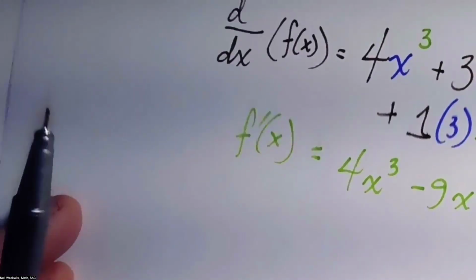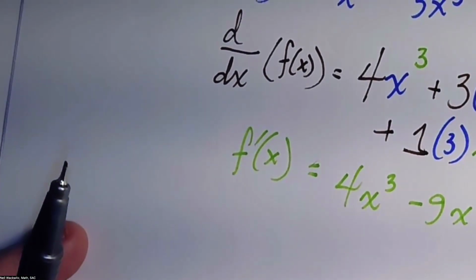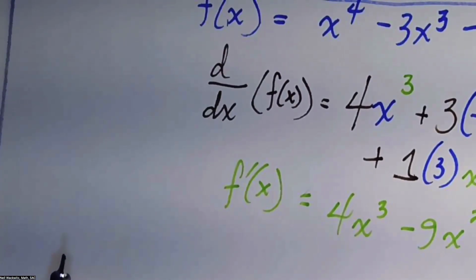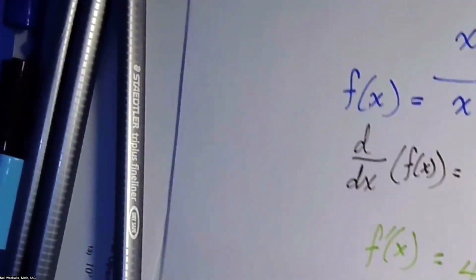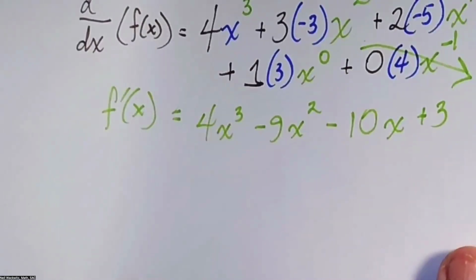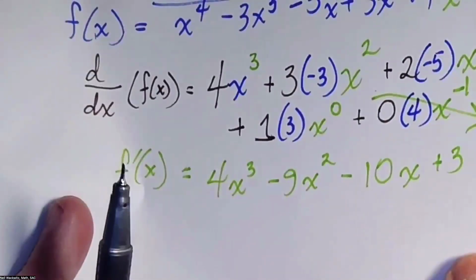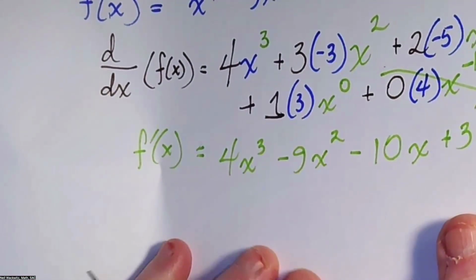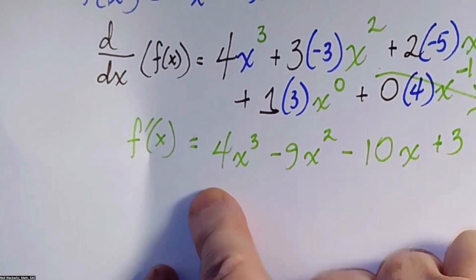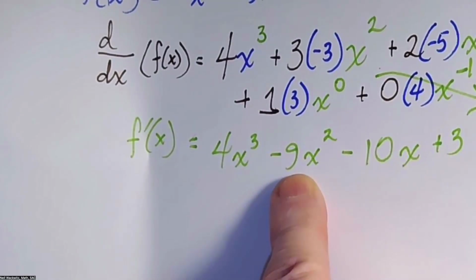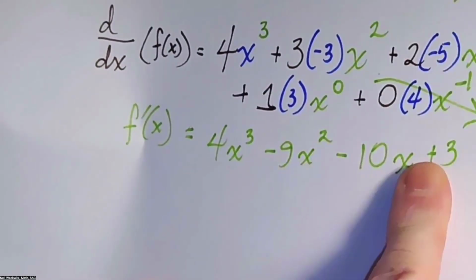Oh, I don't know what happened to my camera. There we go. So f prime is 4x cubed minus 9x squared minus 10x plus 3.